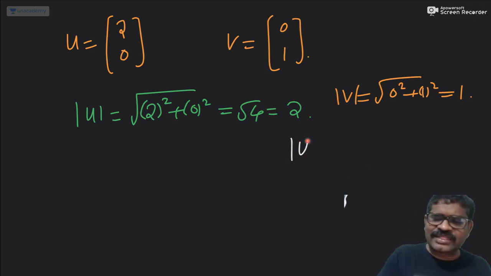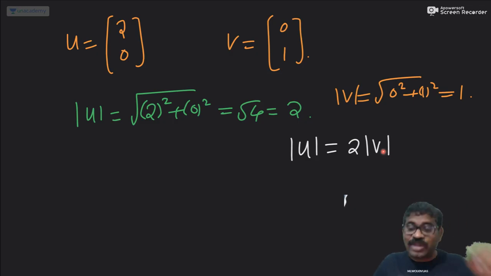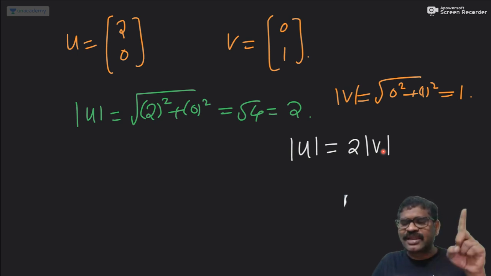Now length of U is 2 times the length of V. Sir, why have you taken 2, 0 and 0, 1 to satisfy this condition? Here, my vector space is a 2-dimensional vector space. That's why I have taken 1, 0 and 0, 1. But the condition is norm U equal to 2 times norm V, length of U equal to 2 times the length of V. That's why I have taken 2, 0 and 0, 1.